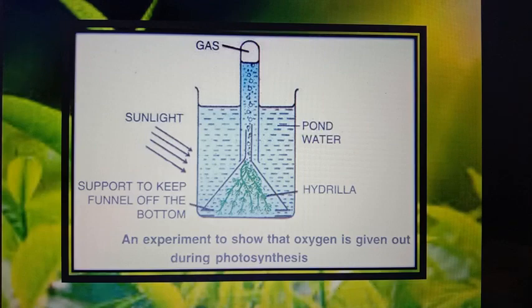Now you can test the gas accumulated in the test tube by introducing a burning matchstick, which burns with a glowing flame. This proves that the gas is oxygen. So by this experiment it is proved that oxygen gas is evolved after the photosynthesis process.